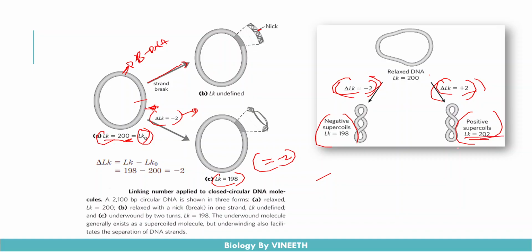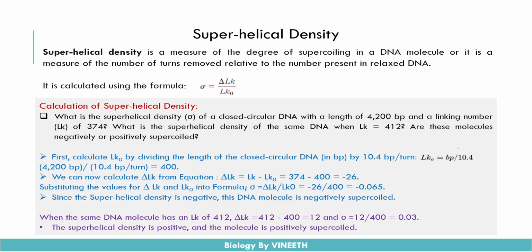Okay, it gets increased. The positive term indicates the positive supercoils, and the negative term indicates the negative supercoils. This is very simple. If you break the strand, the linking number will be diminished, and there will be no such property defined as the linking number, because you are cutting the DNA sequences.